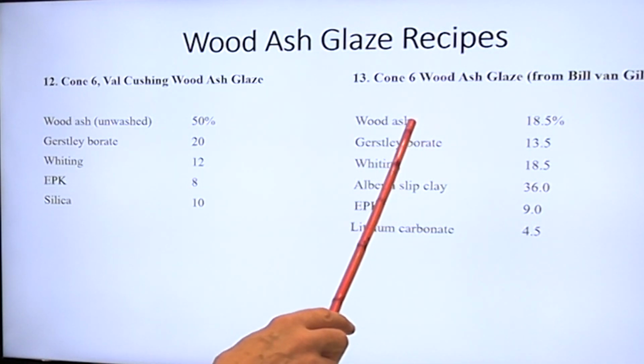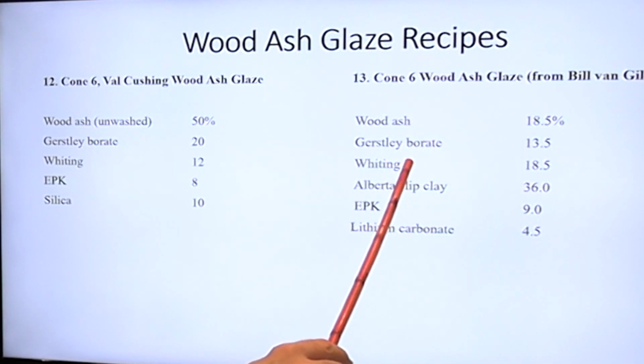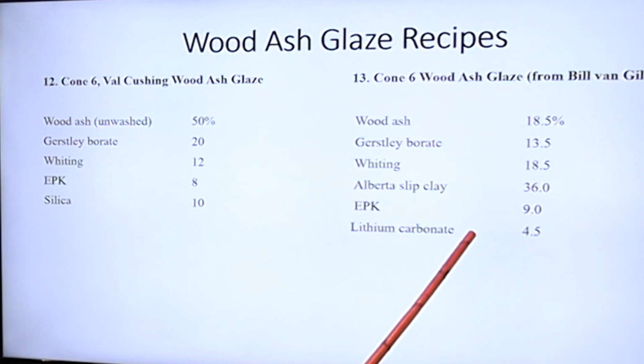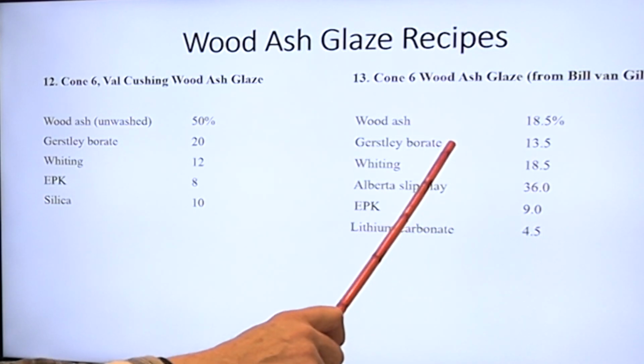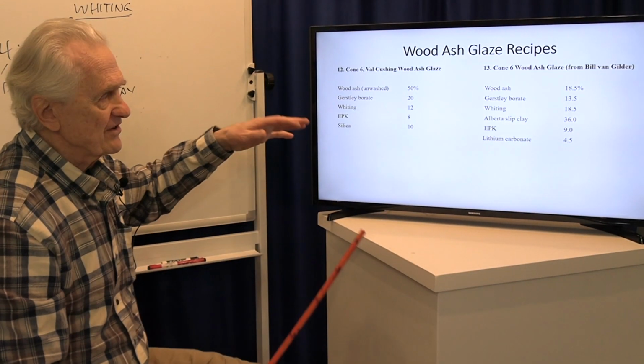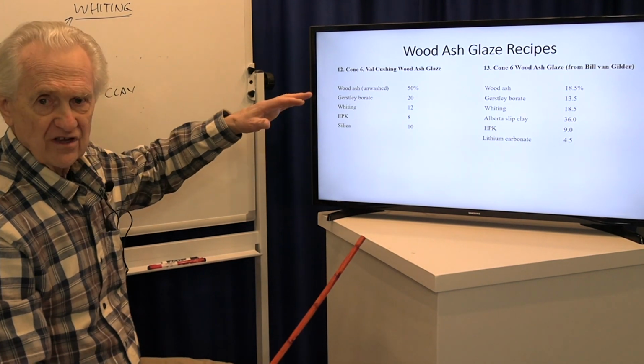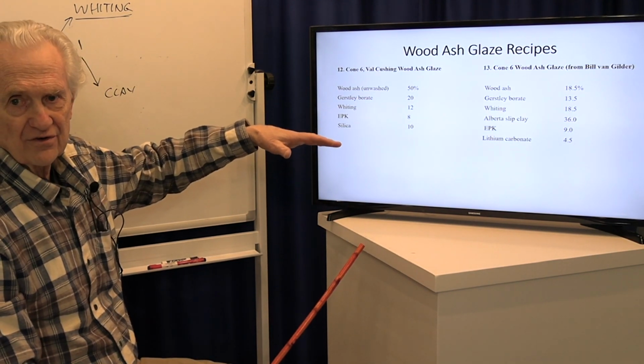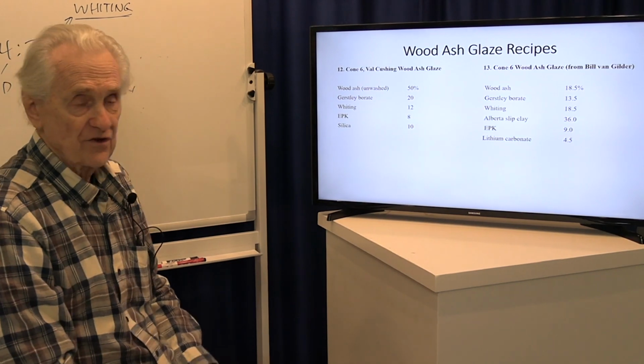In the same way over here, I've got wood ash, which is a flux, and whiting, and I've also got lithium carbonate, which is another low temperature flux. So I've got 2 low temperature fluxes. So you can almost guarantee that this is lower temperature at least than cone 10, the higher stoneware temperatures.